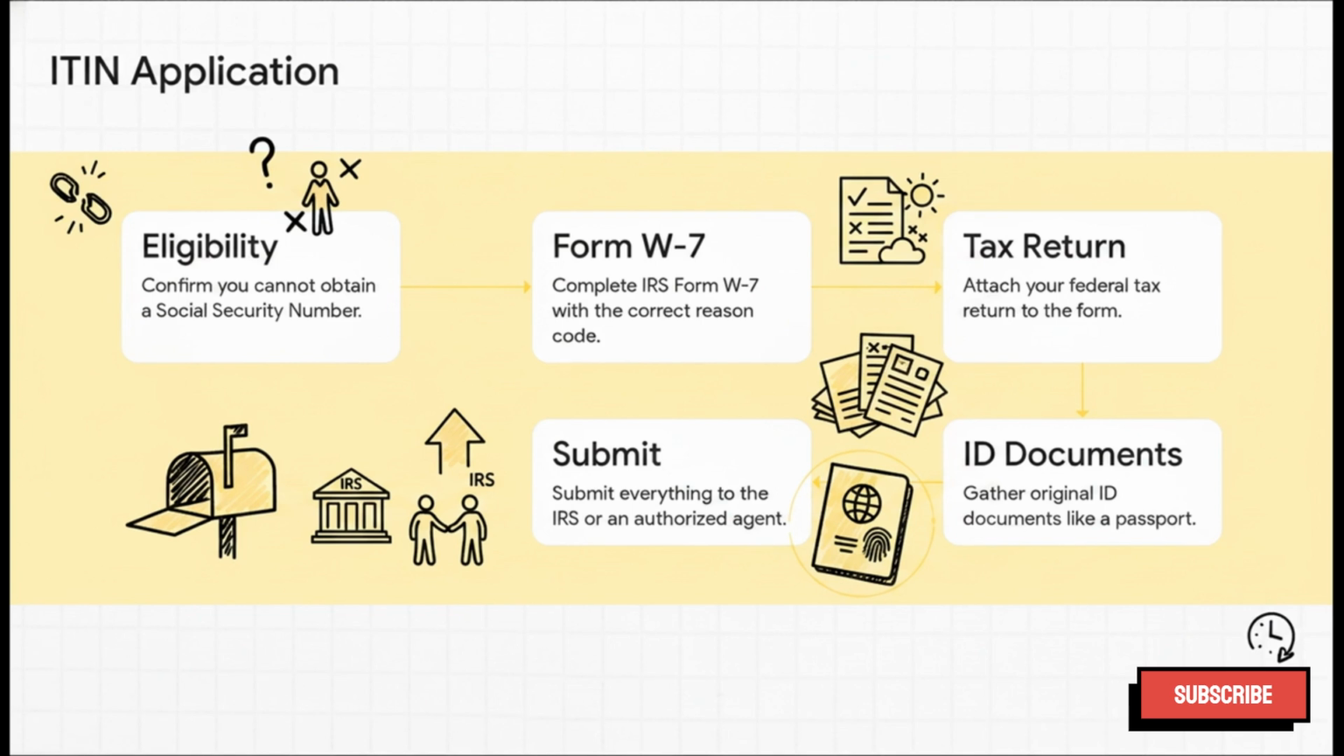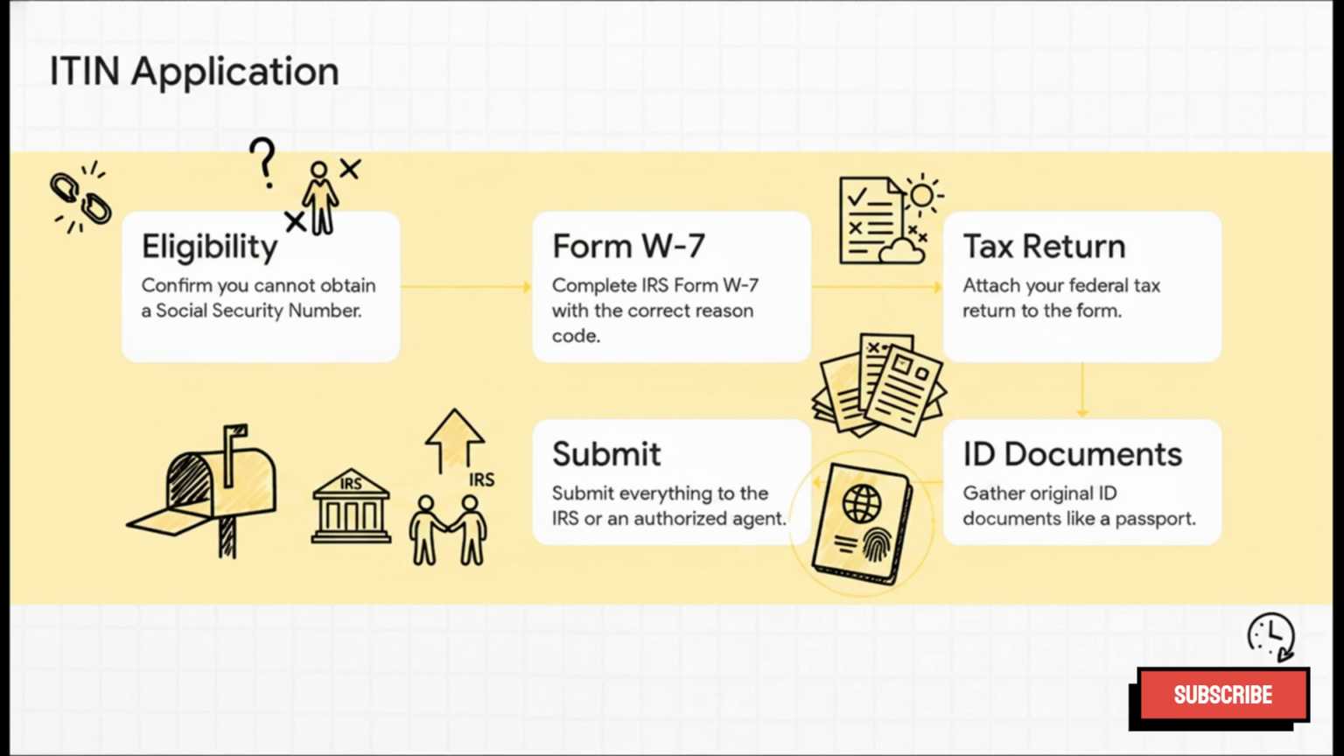Step 4, and this is where most people mess up, gather your identity documents. The IRS requires original documents or certified copies from the issuing agency. Please, never send a basic photocopy. A valid passport is the absolute gold standard here because it proves both your identity and your foreign status all in one go.